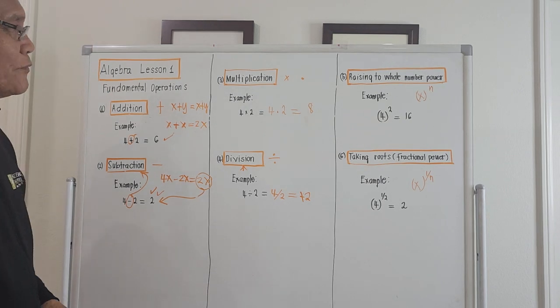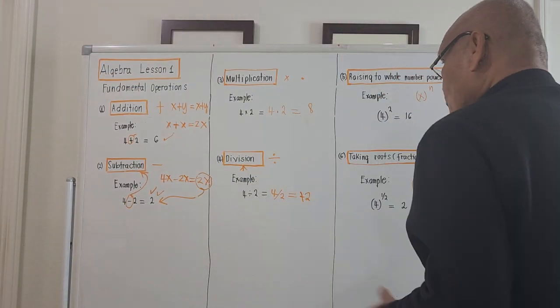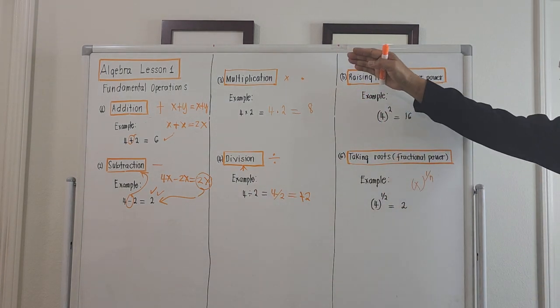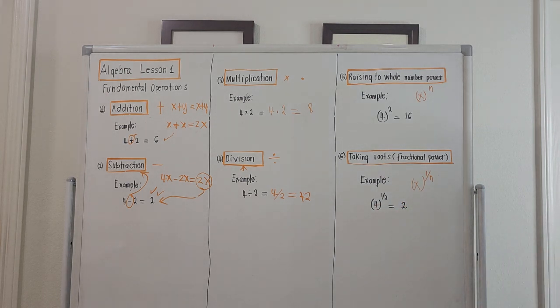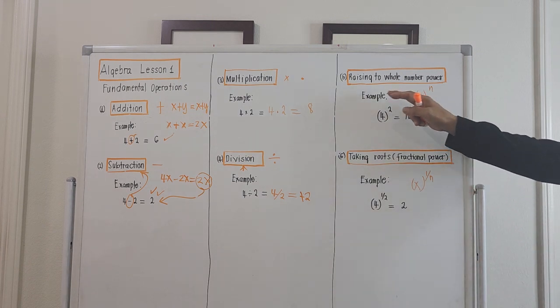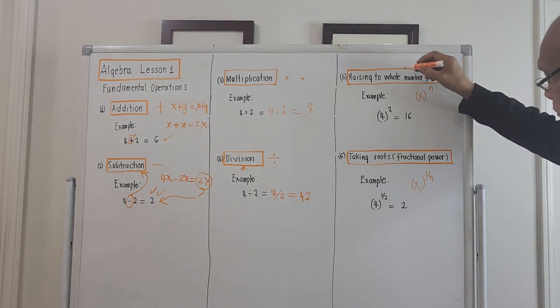Right? Oh, that's division. Okay, number 5. I will be adding number 5 and number 6. These topics, number 5 and number 6, always come out on the short videos. Raising to whole numbers, or raising to a whole number power, meaning the power is actually a whole number.